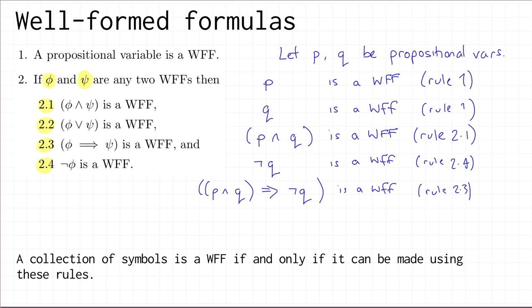So this is how we build up complicated well-formed formulas by using the rules, rule number 1 and rules 2.2 through to 2.4 repeatedly. And again, let me emphasize, a collection of symbols is a well-formed formula if and only if you can make it using these rules.